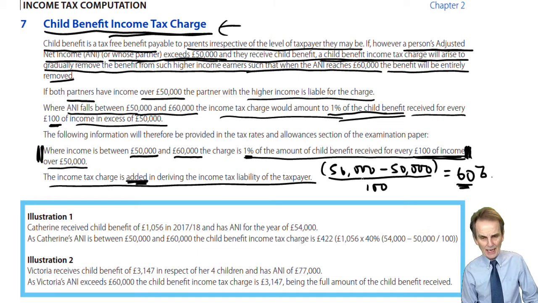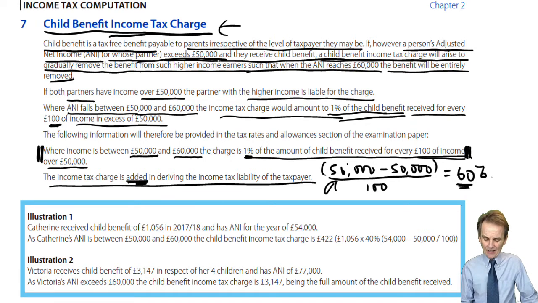There, I gave you exactly 56,000. Now, it's for every £100. But if, instead of being 56,000 there, it had been 56,090, you'd be rounding down to the nearest £100. You always round down to the nearest whole number here, the nearest £100.